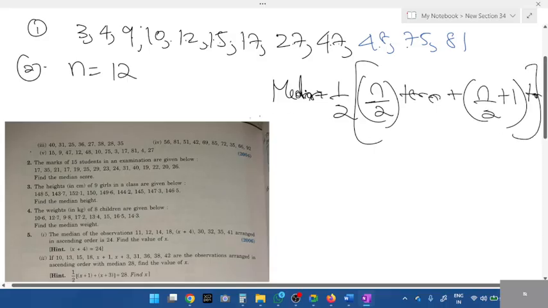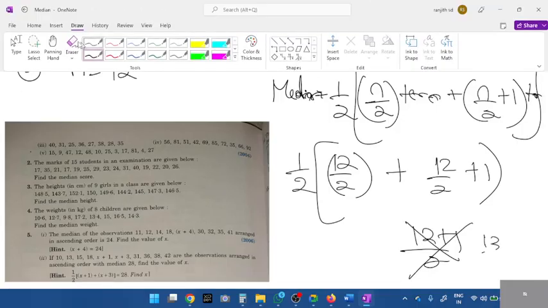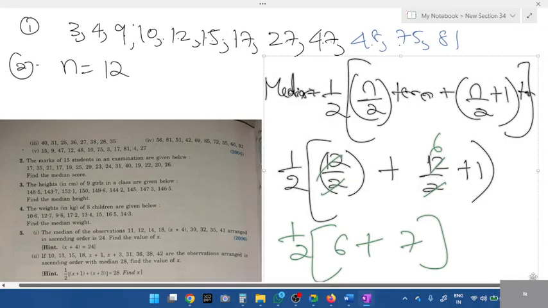If you don't arrange in ascending order, you won't get the right answer. Now, half into what? What is the n value, odd or even? N is 12, right? 12 divided by 2 plus 12 divided by 2 plus 1. Don't write it as 12 plus 1 divided by 2, students. This is wrong. 12 plus 1 is 13, and 13 divided by 2 is 6.5. Wrong answer. It is the 12 divided by 2 term plus the 12 divided by 2 plus 1 term. Reduce this: 6 and 6 plus 1 is 7. So don't write 6 plus 7 is 13. That's not the answer. You need to take the 6th term and the 7th term.